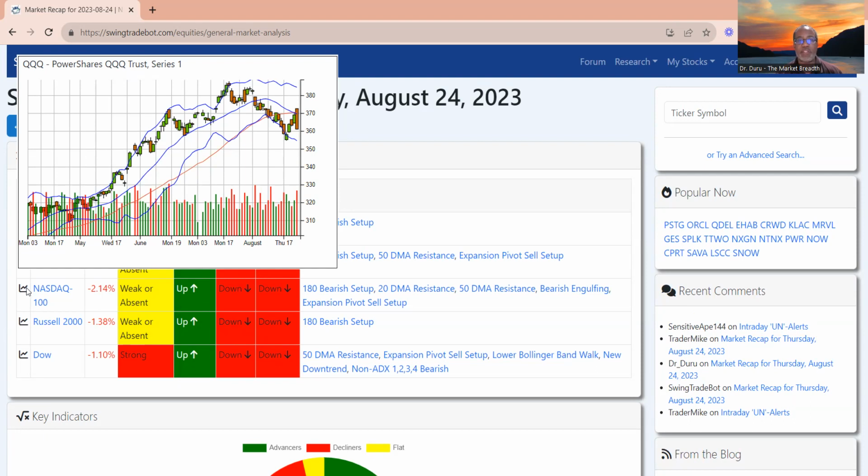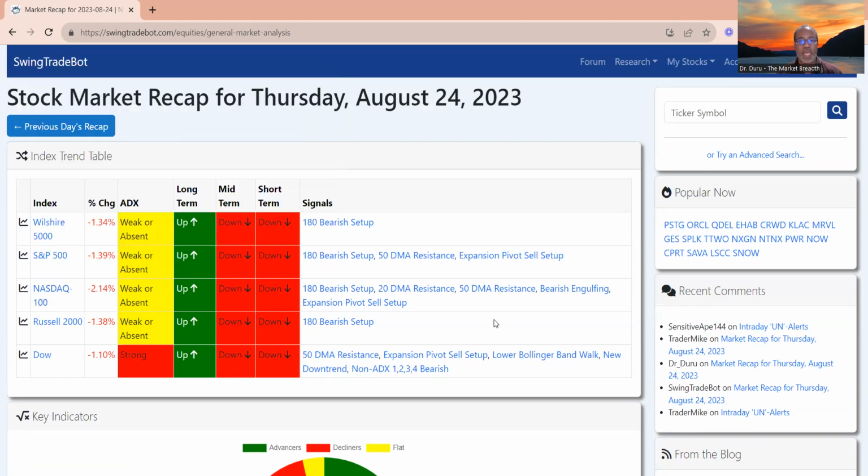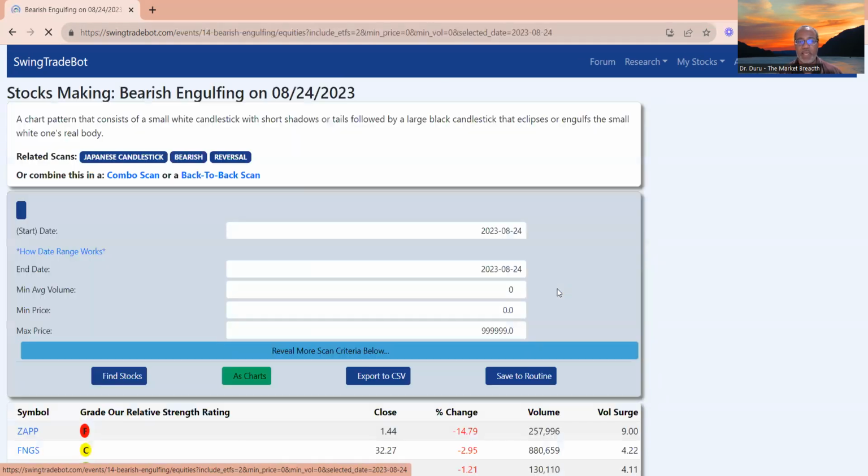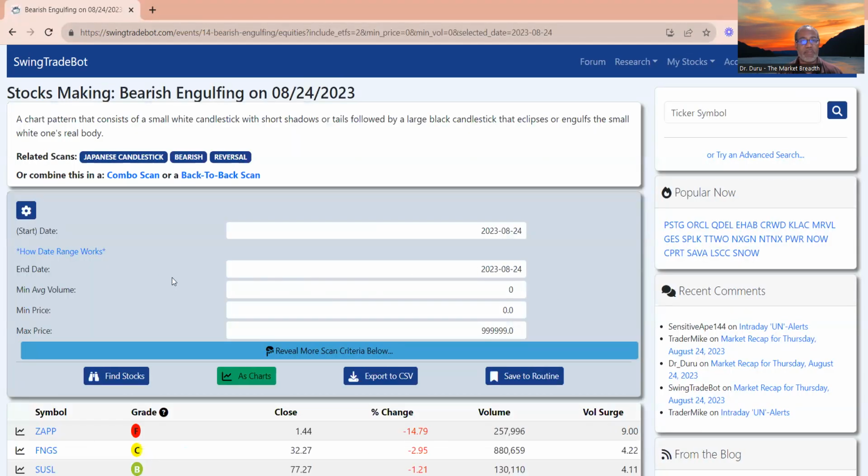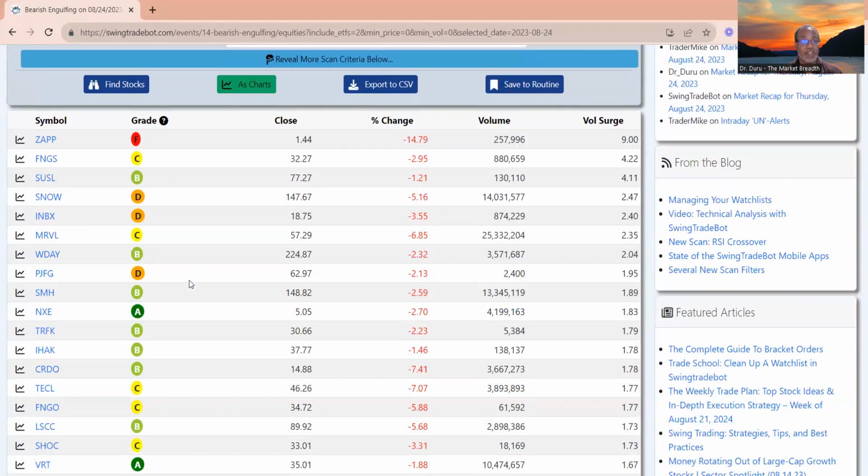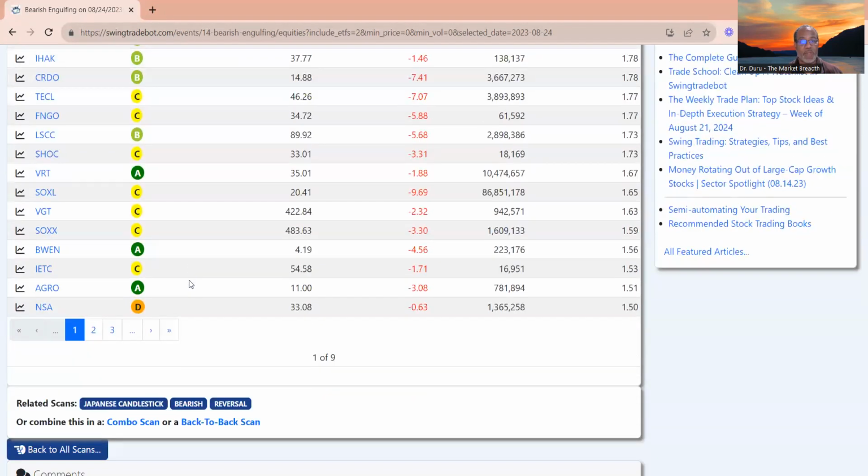So what I can do now to do another deep dive is to say, well, hey, you can see all of these signals that triggered today for the NASDAQ. The bearish engulfing one is here. So I'm going to click on that and see what kind of stocks also triggered it. We should see a lot of them that also had bearish engulfing patterns. And sure enough, you've got 9 pages of stocks that had bearish engulfing patterns.